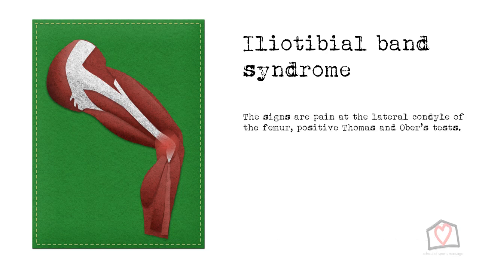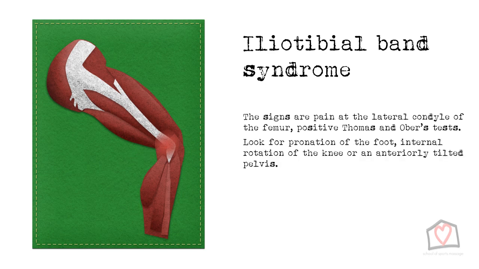The signs and symptoms are pain on the lateral condyle of the femur, a positive Thomas test, and a positive Ober's test. I've only ever seen one positive Ober's test on all the students I've ever tried it on. Pronation of the foot, internal rotation of the knee, and an anterior pelvic tilt. Again, a fair amount can be done before a physiotherapist might be required.